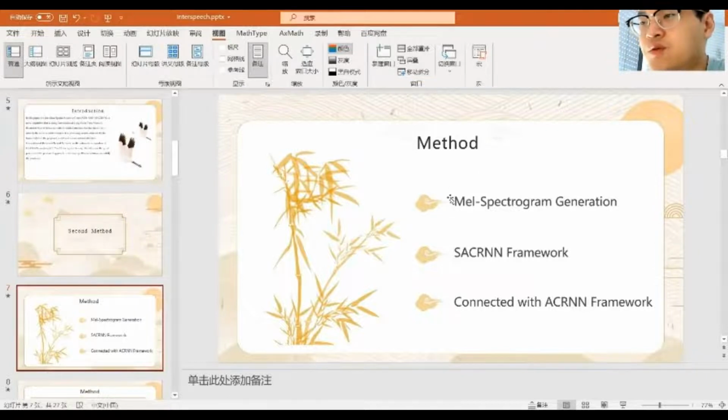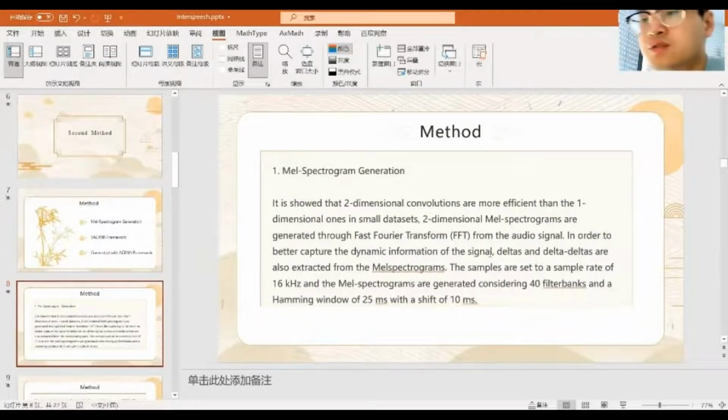Method. I will introduce three parts in the method section. The first is the Mel spectrogram generation, the second is the SACRNN framework, and the third is the connection with the SACRNN framework. The two-dimensional convolutions are more efficient than one-dimensional ones on small data sizes. Two-dimensional Mel spectra are generated through the fast Fourier transform, FFT, from the audio signal in order to better capture the dynamic information of the signal.